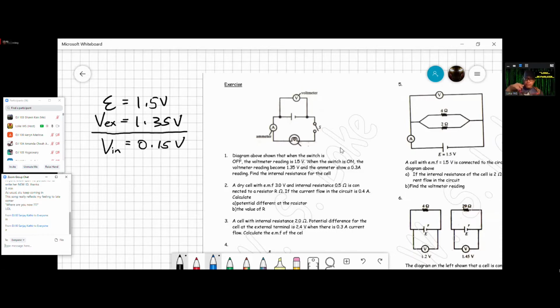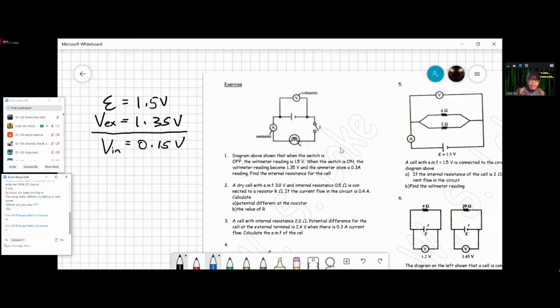So it means that until now, ada 3 maklumat yang penting lah. There are 3 informations given over here. Okay? 3 information is given over here. One is an EMF, one is an external voltage, one is an internal.